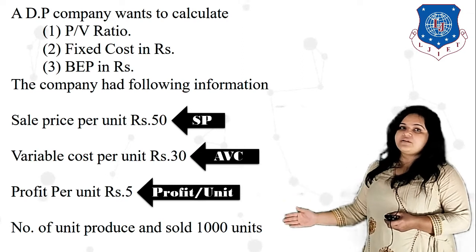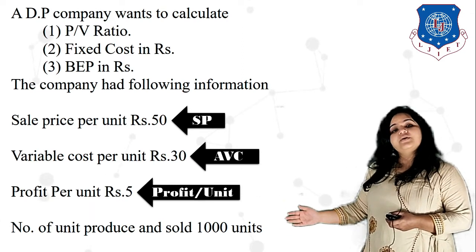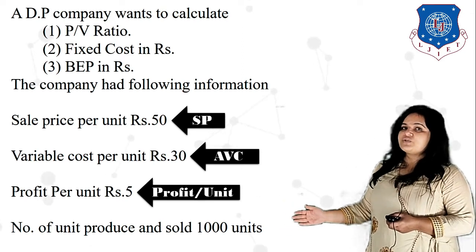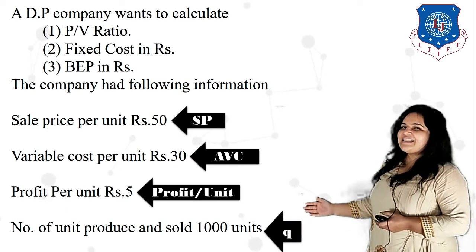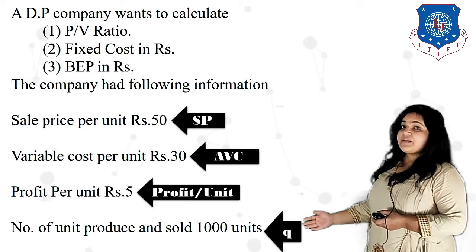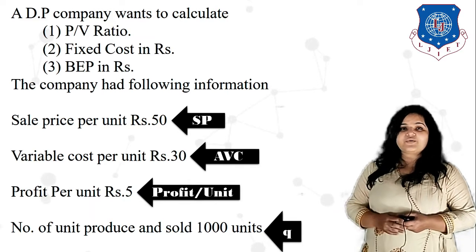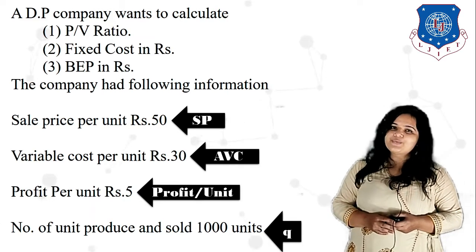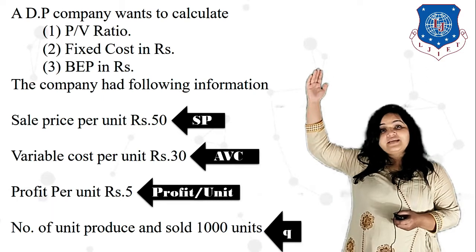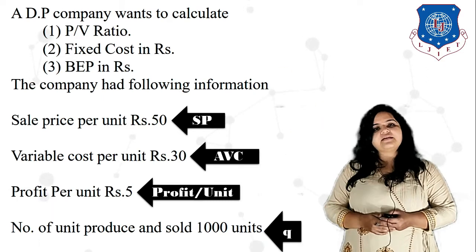And last but not the least, number of units produced and sold is 1000 units. What is given? This is our Q. Number of units produced as well as sold is given to us as Q. Let us try to solve the given questions in the numerical.